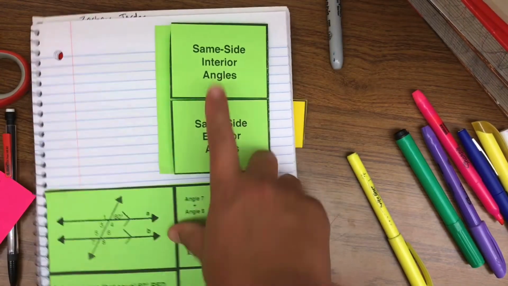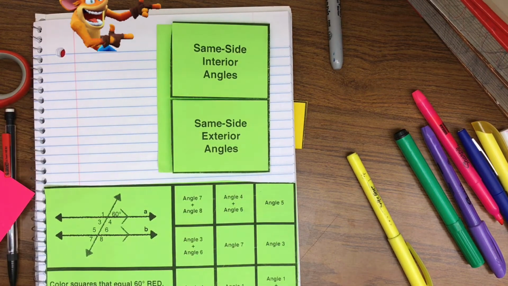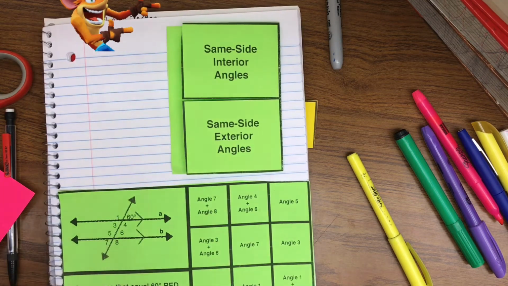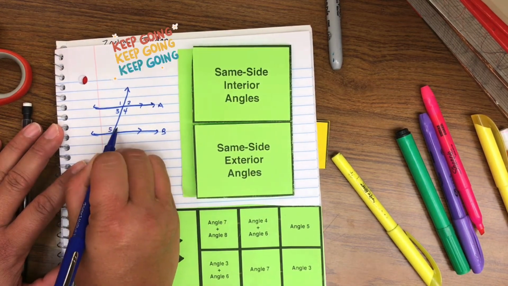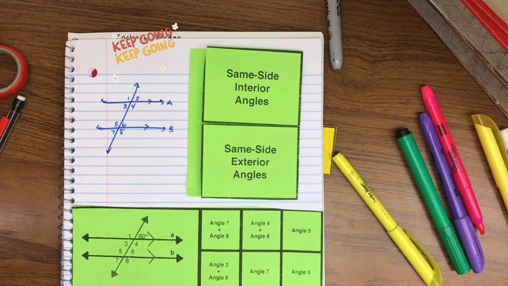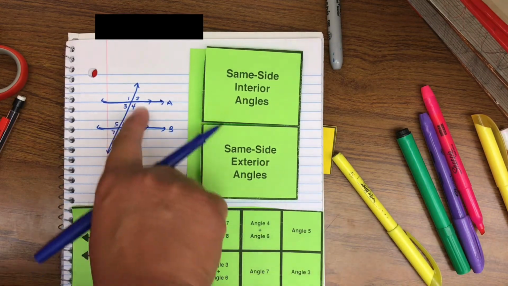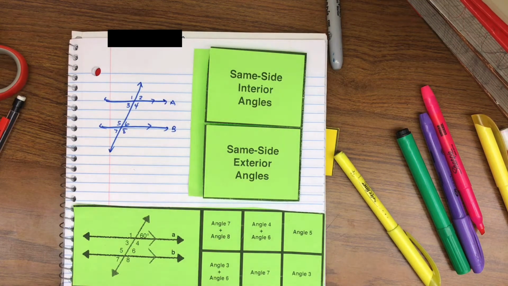All right, so we're on the same side interior angles. Let's draw our diagram again. You should have been drawing the same diagram. We're going to talk about same side interior angles and same side exterior angles. We already talked about the difference between interior and exterior angles, right? So if we're talking about the same side interior angles, which ones might be same side and interior?